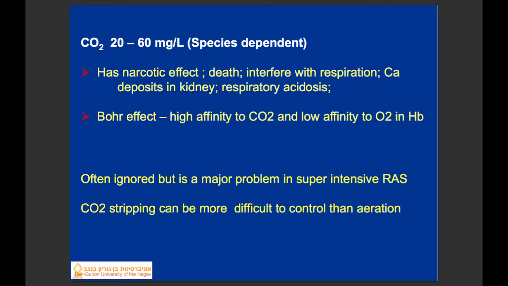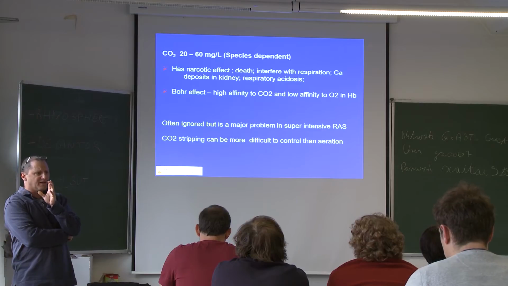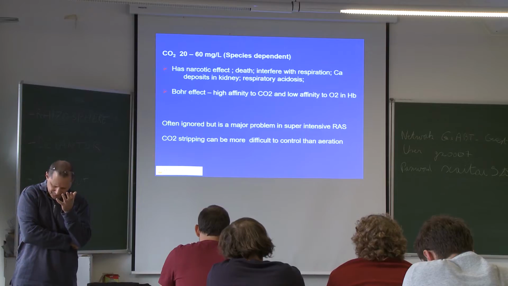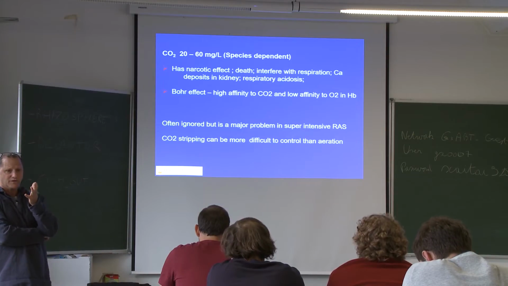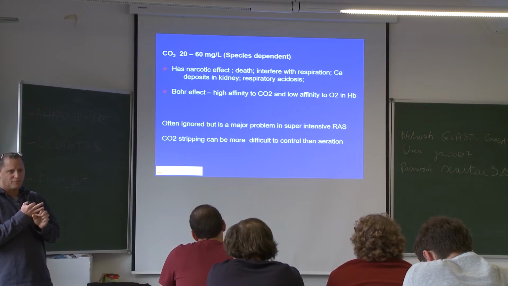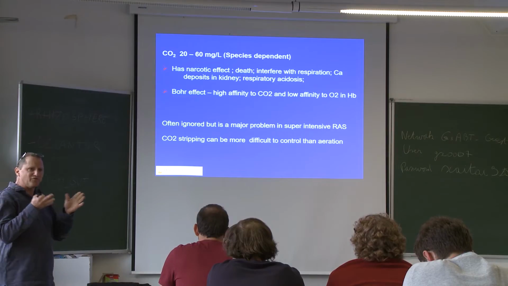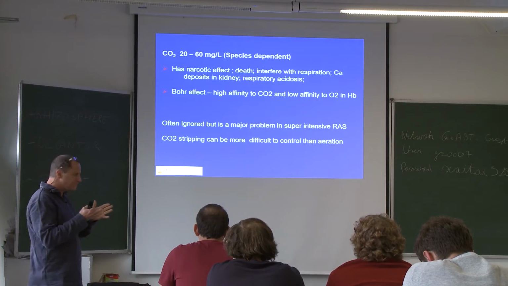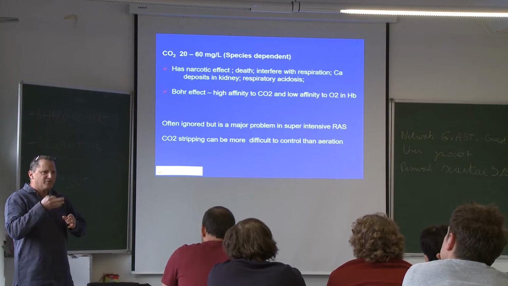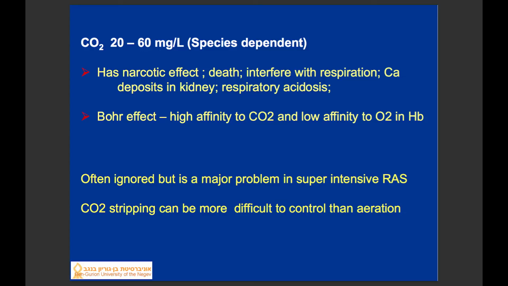The other thing that is important, but often ignored in intensive aquaculture, is the carbon dioxide. When you grow fish at low concentration, it's not an issue. But when you intensify and you grow fish at 100 kilos per cubic meter, or up to 400 kilos per cubic meter, then it's becoming more important than oxygen. It's harder to strip CO2 from these intensive systems than to supply oxygen to the fish.